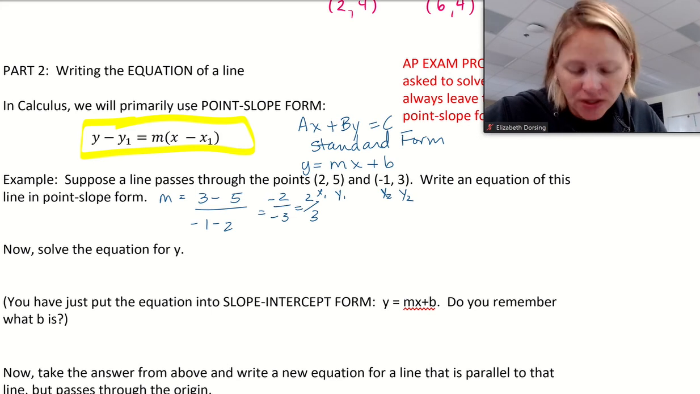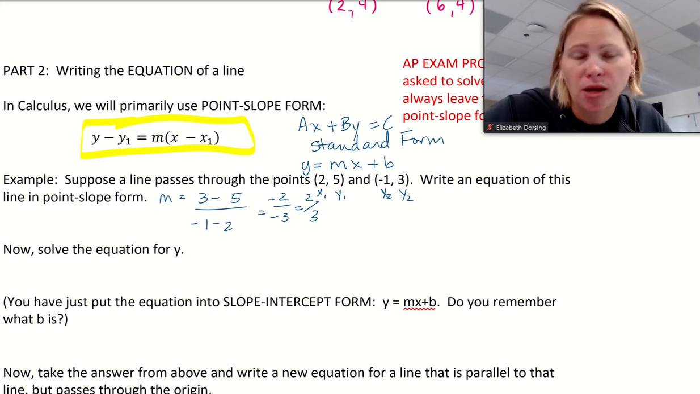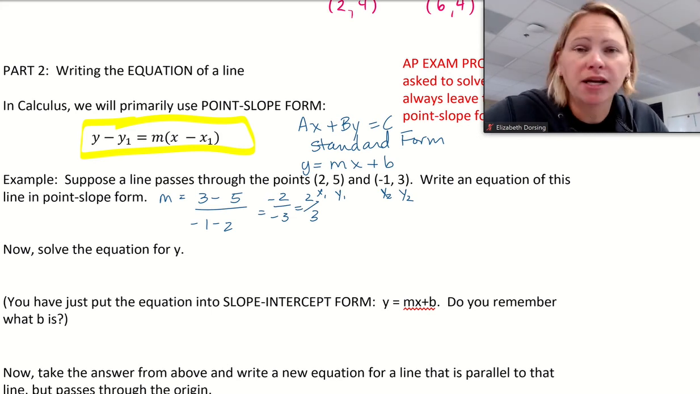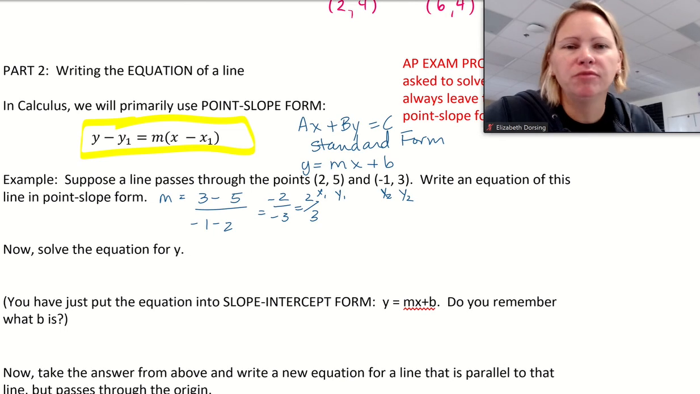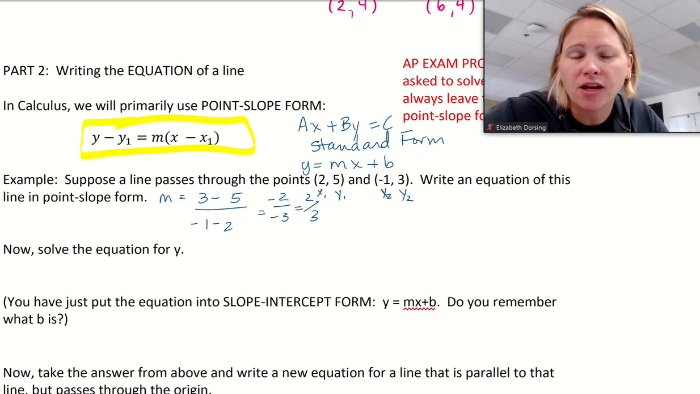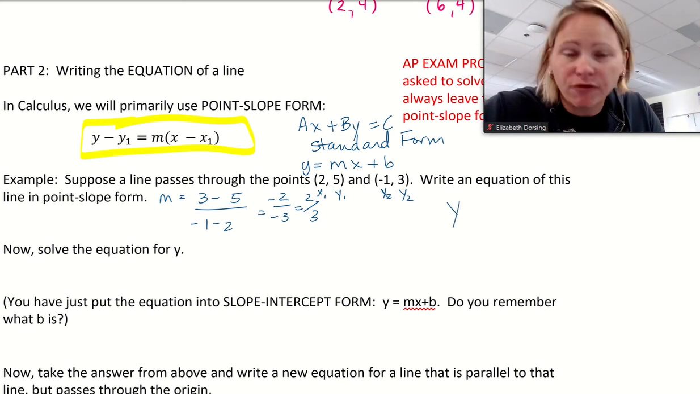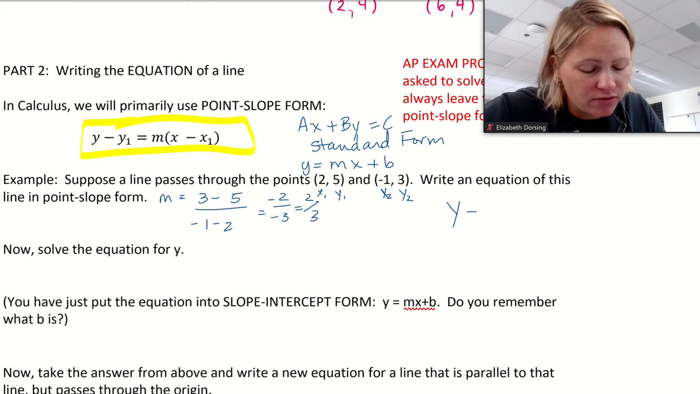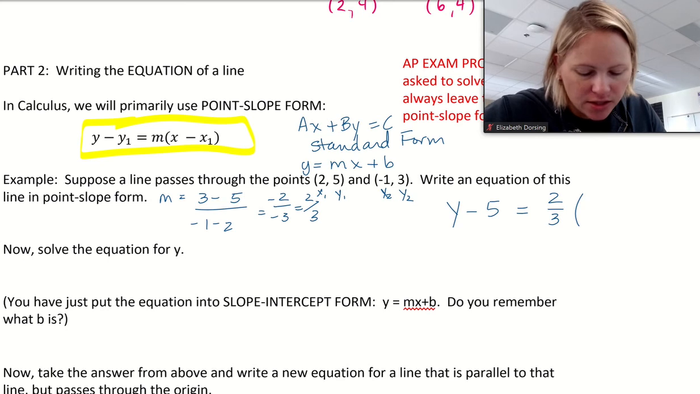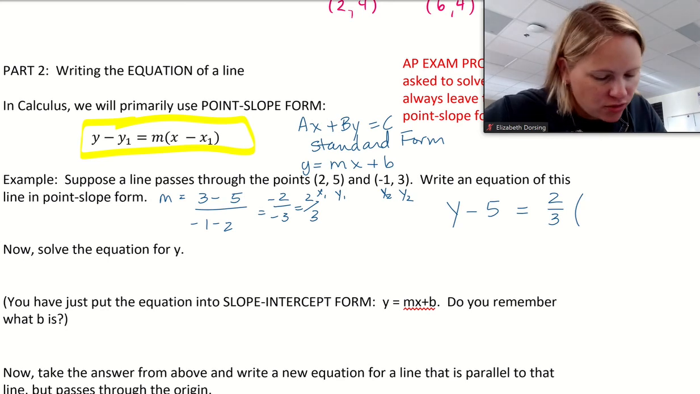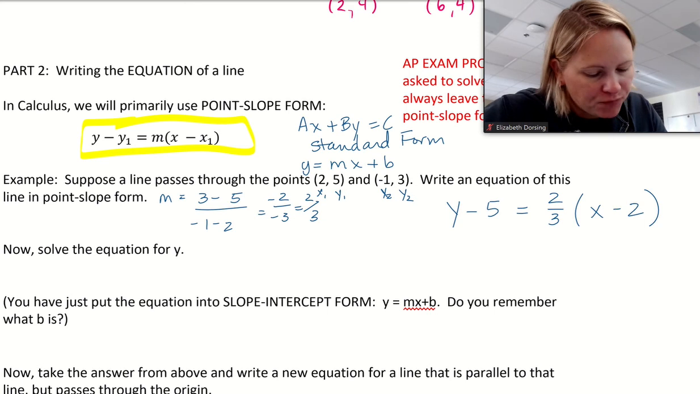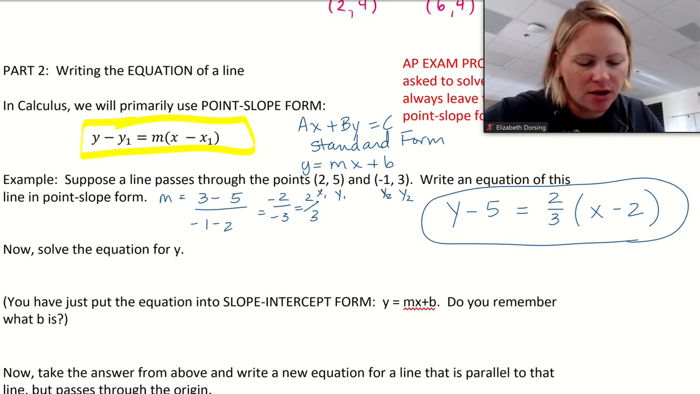So there's my slope. Now I can pick either one of the points and just plop it in. It doesn't matter which point I pick, I'll get an equivalent line. And if you don't believe me, try it with both points, graph it in your graphing calculator, and you'll see that it does give you the same line. So I'm going to plop everything in. It says y minus y1. I'm going to use the first point because it's first, and that's the only reason why I'm choosing the first point. y minus 5 equals 2/3, and then it says x minus x1. So x1 is positive 2, so x minus 2. So there's my point-slope form, and I'm going to circle that and walk away.